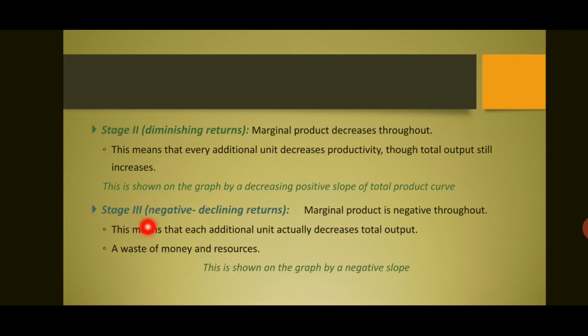Then the stage 3, that comes to the negative, that is declining returns. Marginal product is negative throughout. This is the stage 3. This means that each additional unit actually decreases the total output. Now at stage 3, it means that if we are increasing one more extra unit of labor, there will be no benefit, but we are actually losing our total output also. A waste of money and resources.